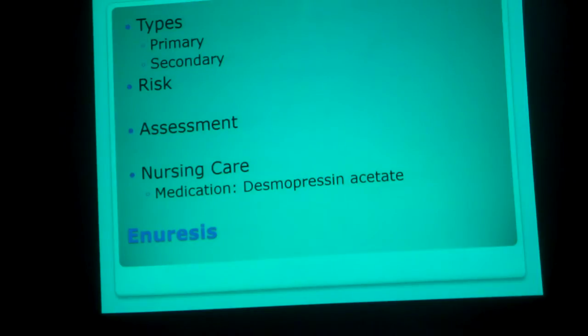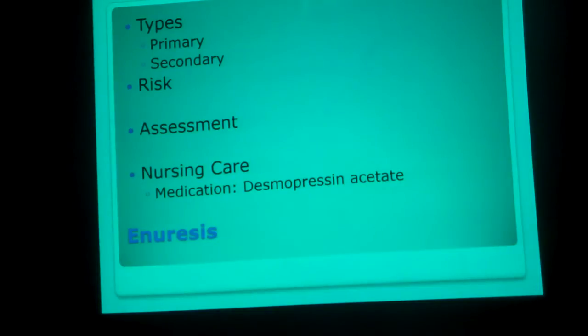Alright, next is enuresis. It's inappropriate urination at least 2 times a week for 3 months in a child that's at least 5 years old. Primary enuresis is when a child has never been free of bedwetting, so they've always wetted the bed. And secondary is the child started bedwetting when they were previously potty trained. Risk factors are if there's a family history, it's more common in males, and then also emotional factors.